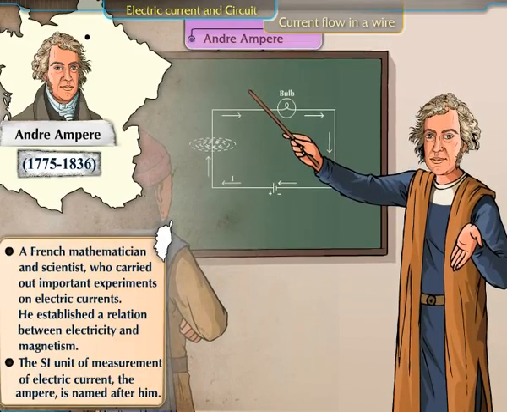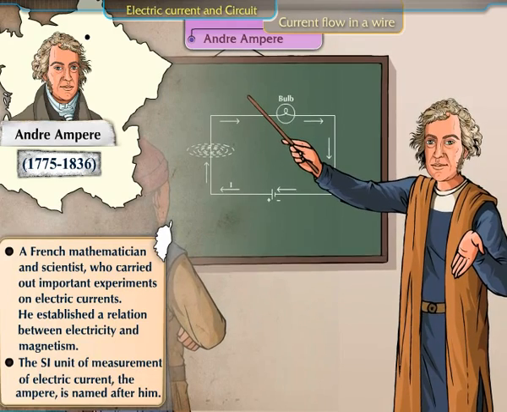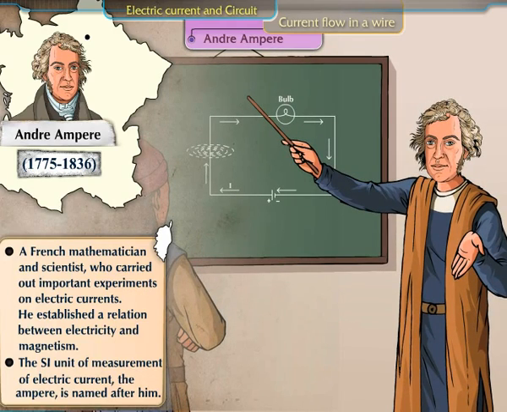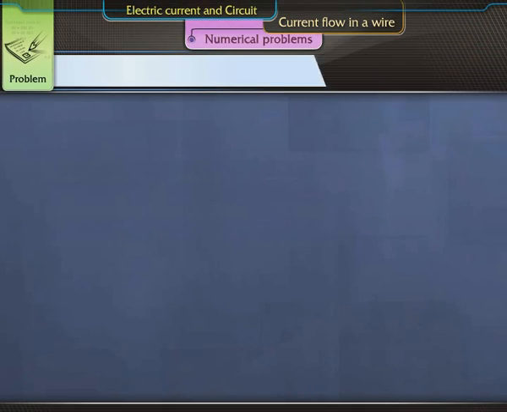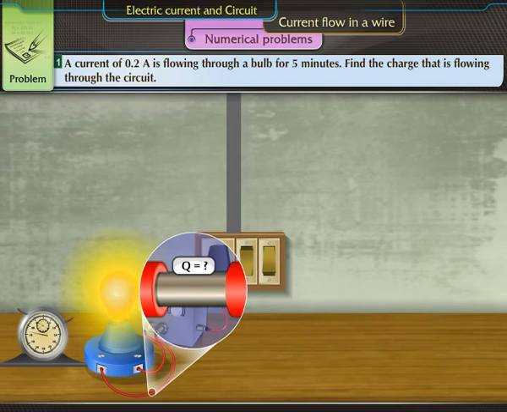Let us solve some numerical problems based on the topics we have studied. Numerical problems. Problem 1. A current of 0.2 ampere is flowing through a bulb for 5 minutes. Find the charge that is flowing through the circuit.